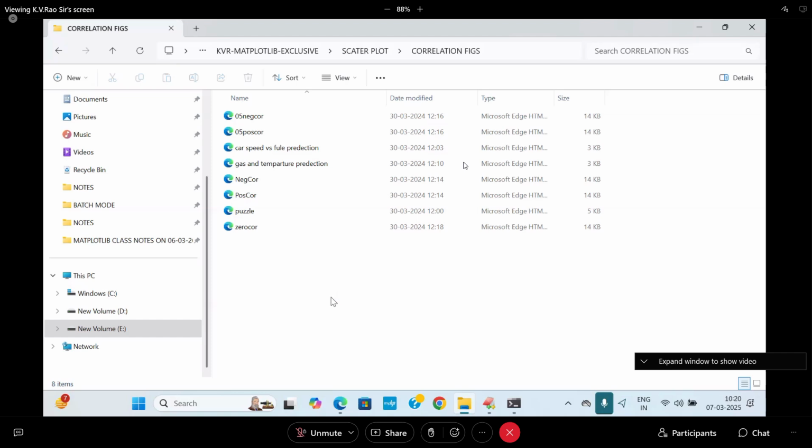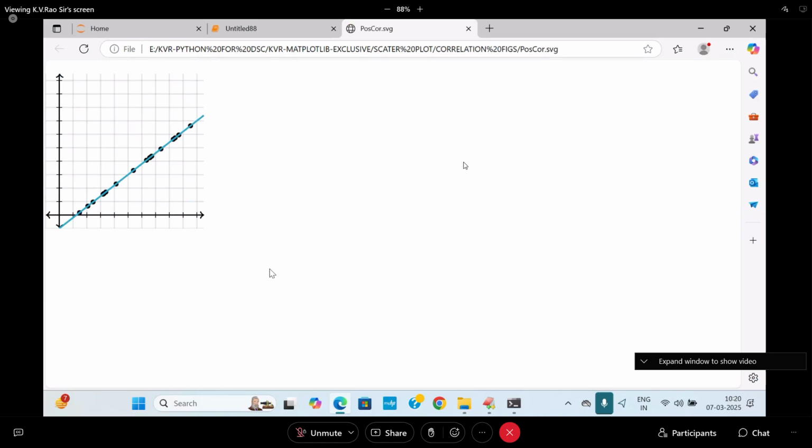So, what is the relation between correlation and scatter plot? Scatter plot is a visualization. By seeing the visualization, I can understand positive correlation, negative correlation, plus or minus 0.5, or zero correlation. Observe it. I'm going to take it. Here I'm going to write it. Observe this diagram. What did you understand?